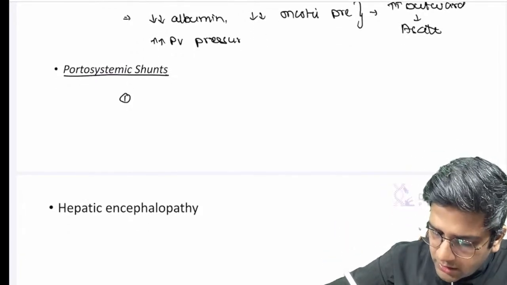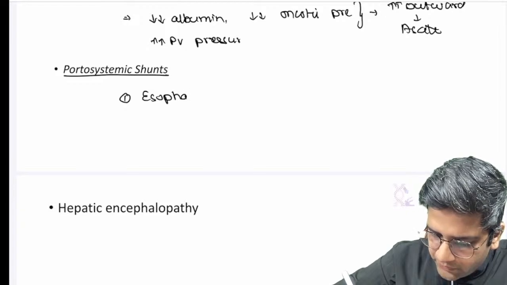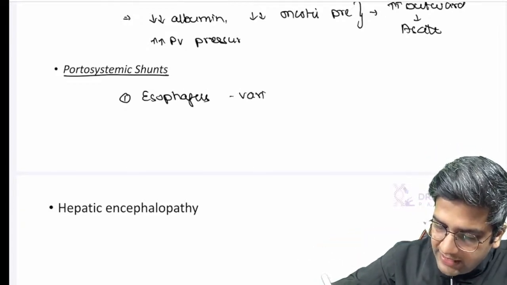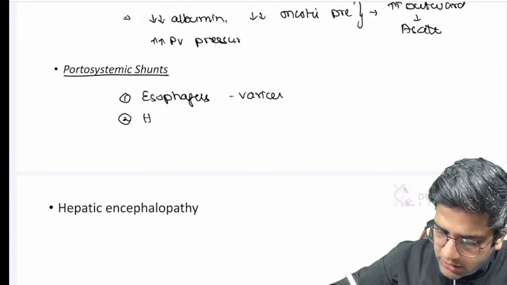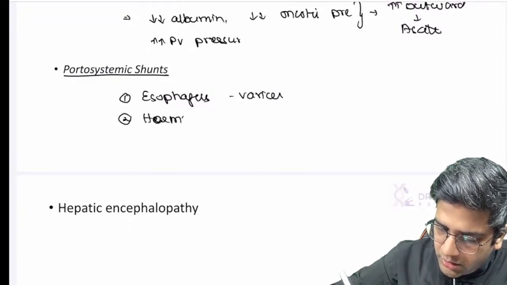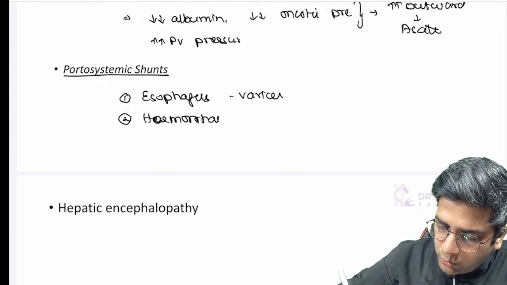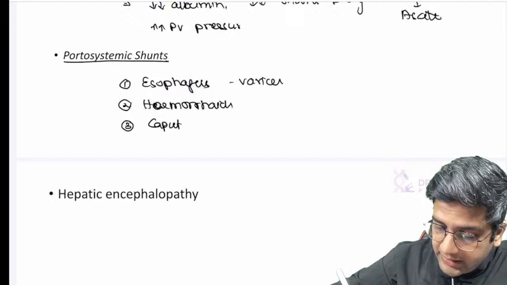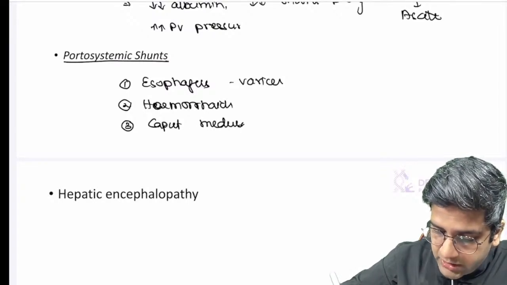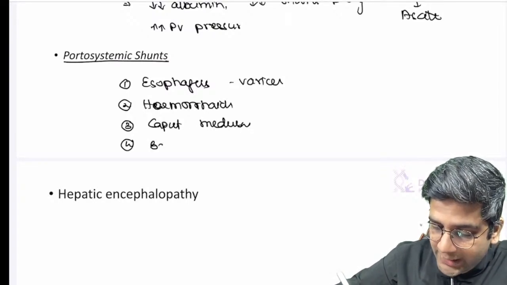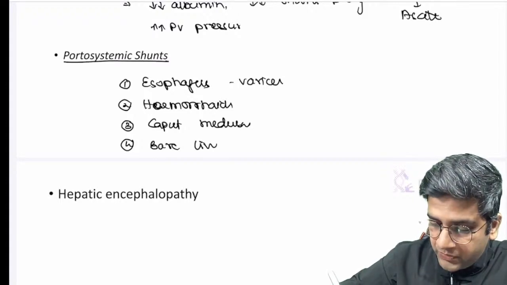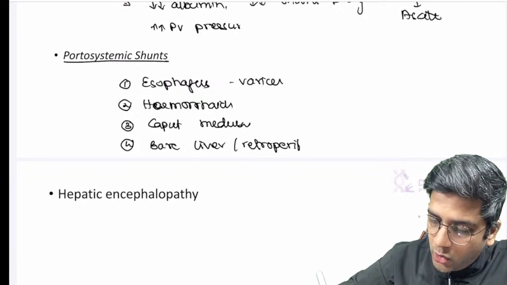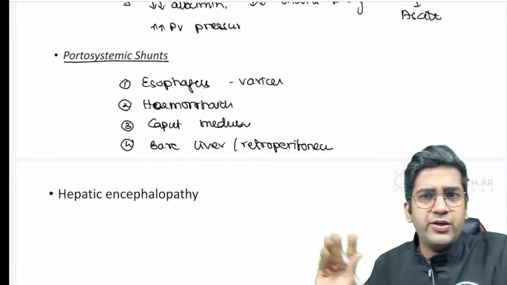One is esophageal varices. The lower end of the esophagus, variceal bleeding, is a very classical place. Hemorrhoids are also a classical place where you have portosystemic shunts. Caput medusae is also a classical place of portosystemic shunts. The bare area of the liver and the retroperitoneum, though we cannot see them, are also areas of portosystemic shunts.